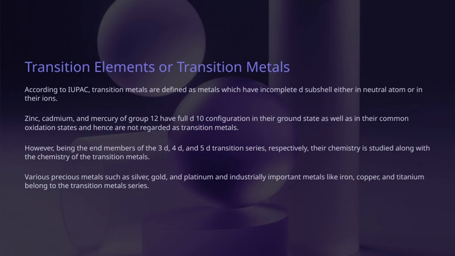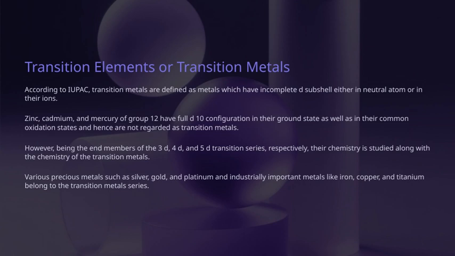Now, since silver, gold, and platinum are at the ends of the 3D, 4D, and 5D transition series, respectively, their chemistry is studied along with the chemistry of the other transition metals. It's also important to understand that not all metals with d electrons are classified as transition metals. For instance, zinc, cadmium, and mercury, which are part of group 12, have a full d10 configuration in their ground state and in most common oxidation states. Because of this, they are generally not regarded as transition metals.